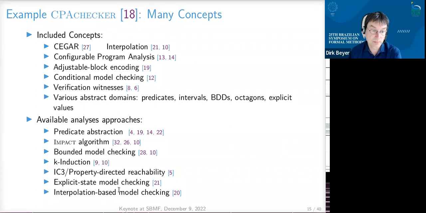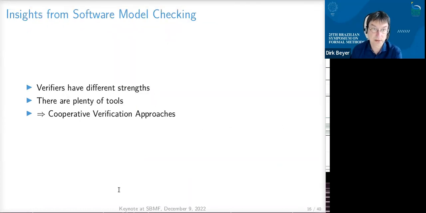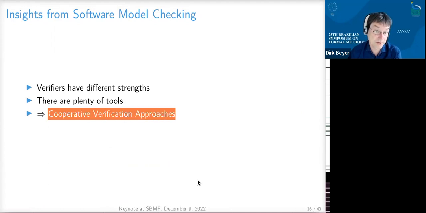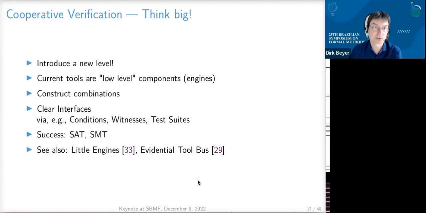What we need is combinations, I think, and this is the point I want to make. So we have many verifiers; they have all different strengths. Right, we have plenty of tools, and what we should focus on is cooperation between verification approaches. So the idea that I want to provoke here is, let us introduce a new level.